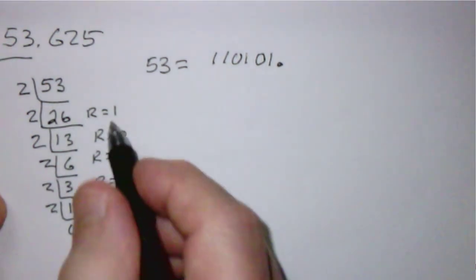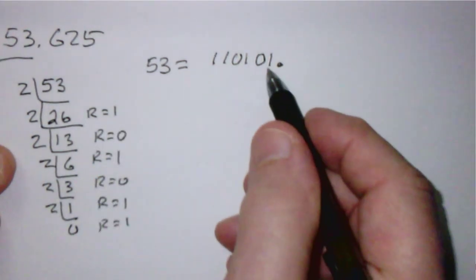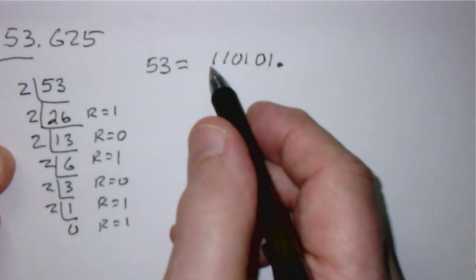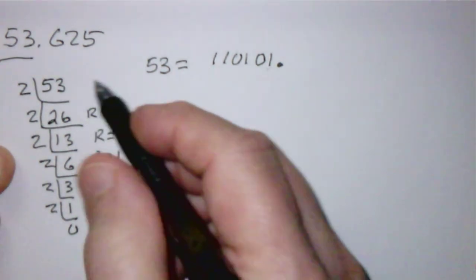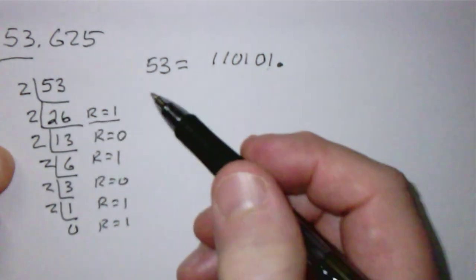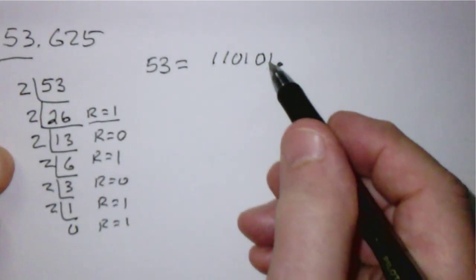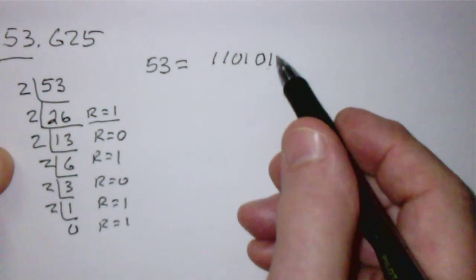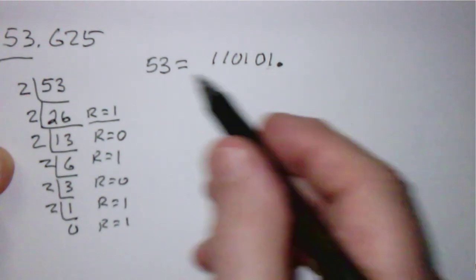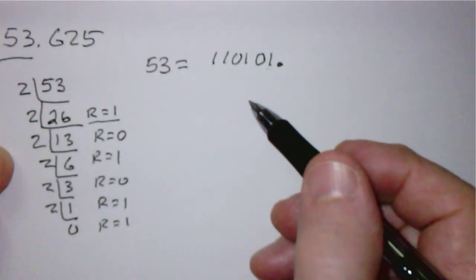And it's kind of funny that the first remainder is the low order bit. You'd think it would be the higher order bit. But the reason it is, more logically, the low order bit is, this first remainder tells us if it's an even or odd number. And we have to look at the first bit to see if it's even or odd, right? If that were 0, that'd be an even number. If it's a 1, it's an odd number, which it is in this case.